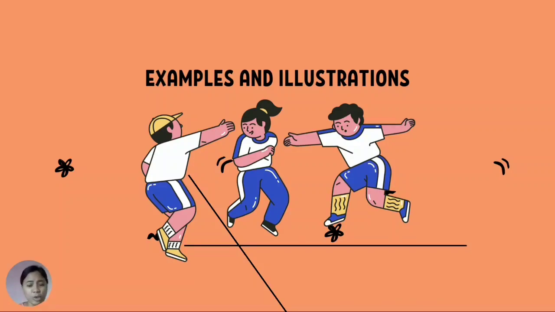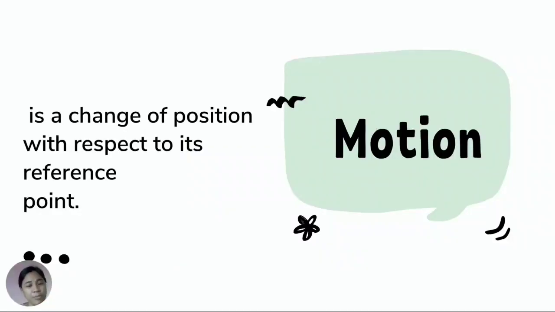Then, do players need to move while playing patintero? Why is it important to move around? Right, so that they will not cross the line. Body movements in any games are necessary to play the game properly and of course to win.